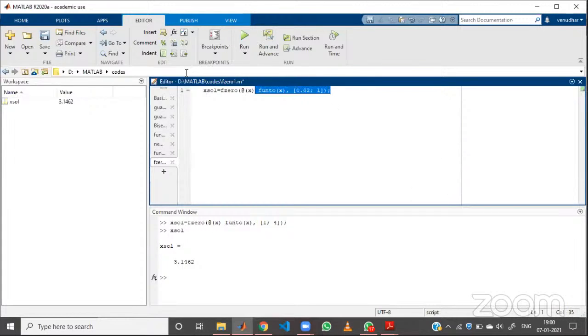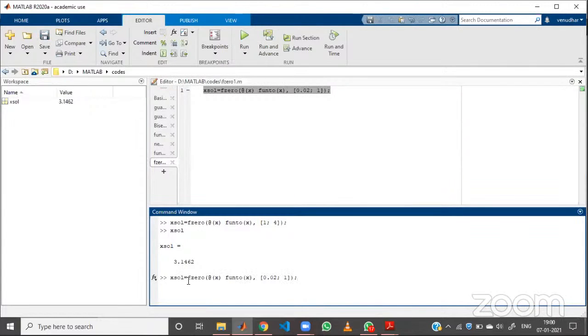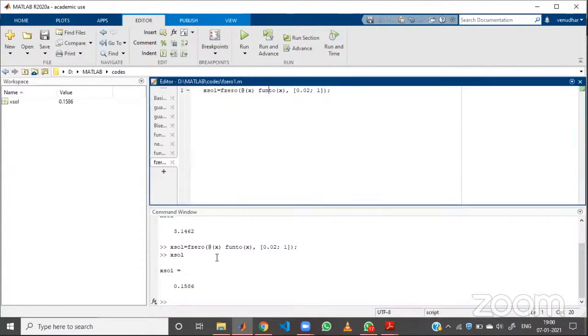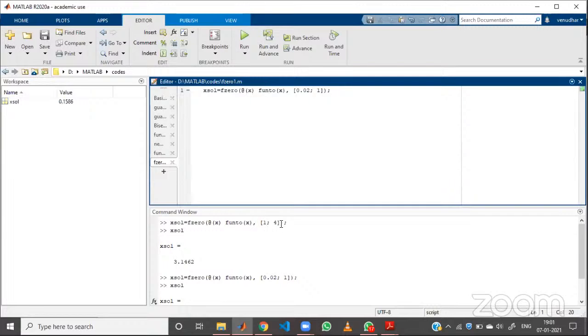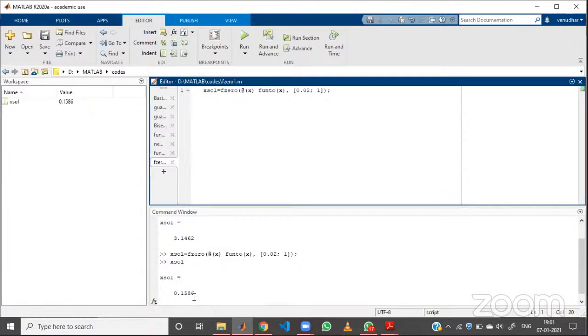Control C, control V. See, we have got the answer as 0.1586. So the two guesses were 1 and 4, and the other guess was 0.02 and 1. In both of these we have got both the solutions, that is 3.1462 and 0.1586.